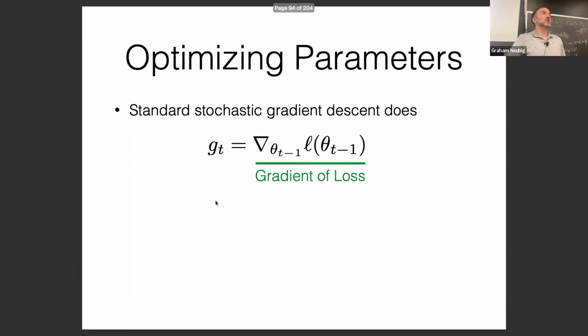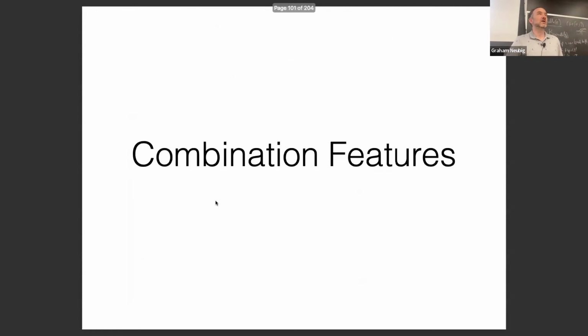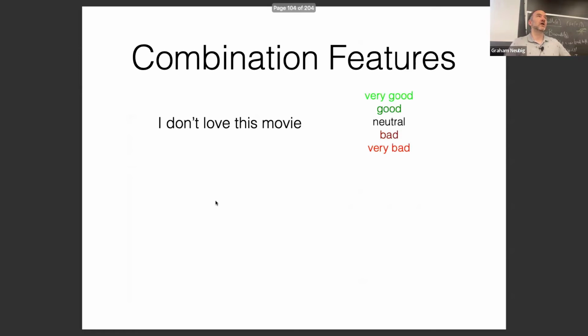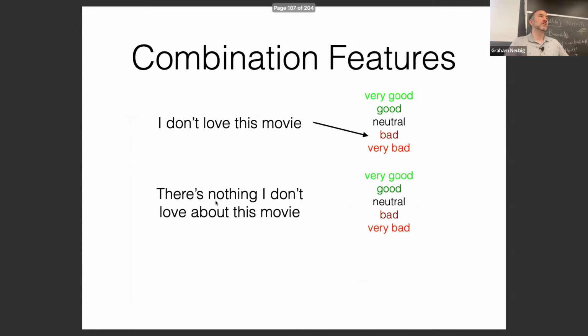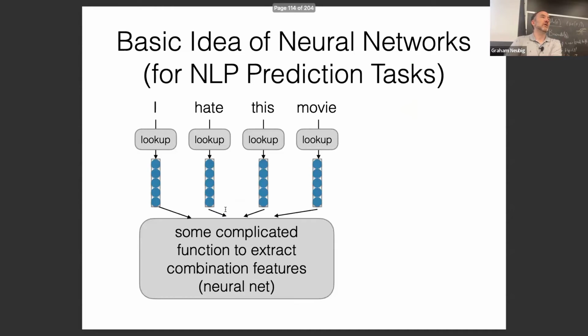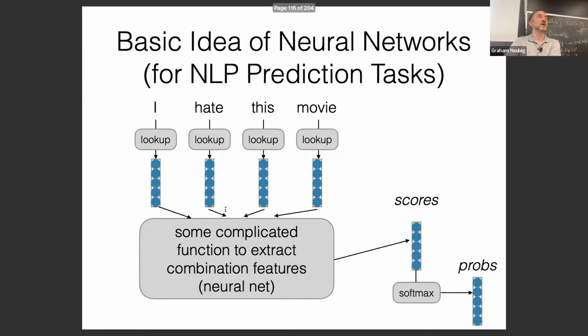Cool. Great questions. Let me move on though to make sure we get through everything that I wanted to talk about today. So combination features are basically things like, I don't love this movie. There's nothing I don't love about this movie. So all of these, the words in here are not super indicative of whether this is positive or negative, but when you combine them together, it makes a big difference. So the basic idea of neural networks, like I talked about last time, is we throw all of these vectors into some complicated function to extract combination features. And then from that, calculate scores.